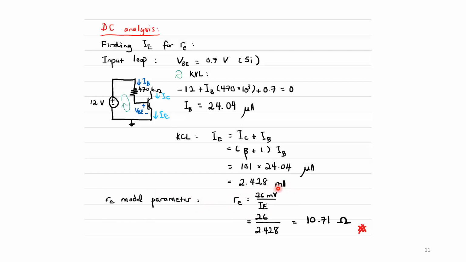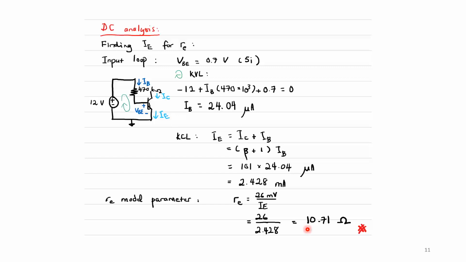Okay, this part we have not done in DC analysis. This is entering AC analysis. So before we enter AC analysis, this is the value that we need to find. It's going to be 26 millivolts divided by 2.428 milliamps, and that equals 10.71 ohms. The thing that maybe we'd like to take note of here is that the value of RE is small, 10.71.